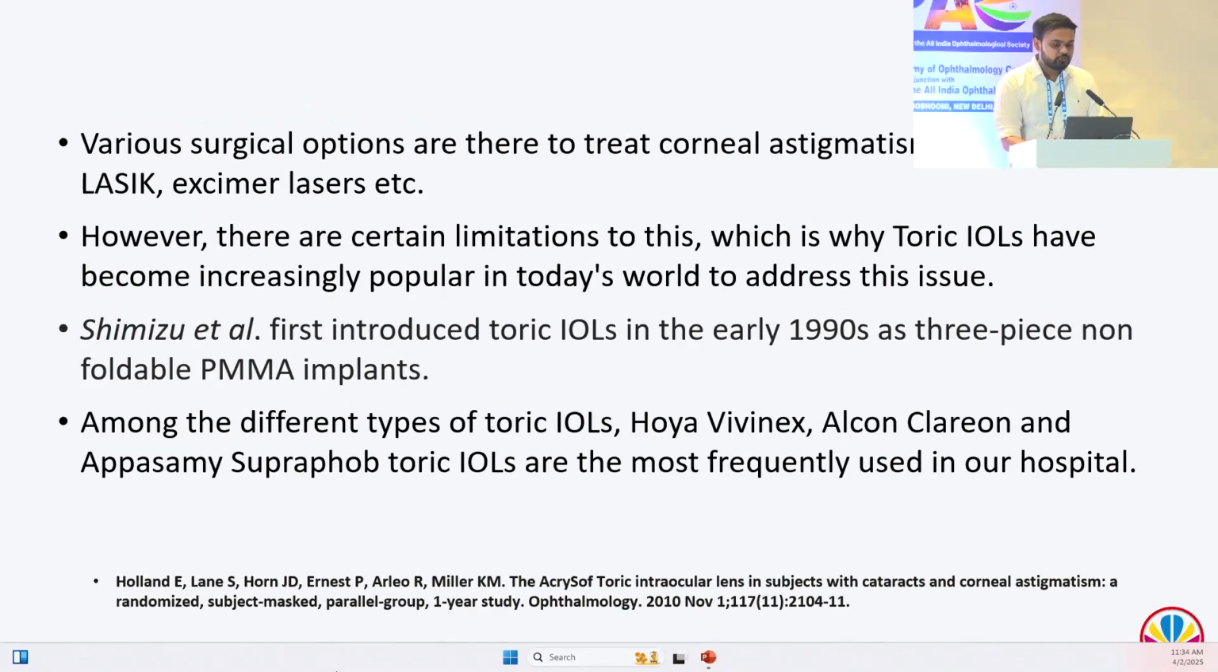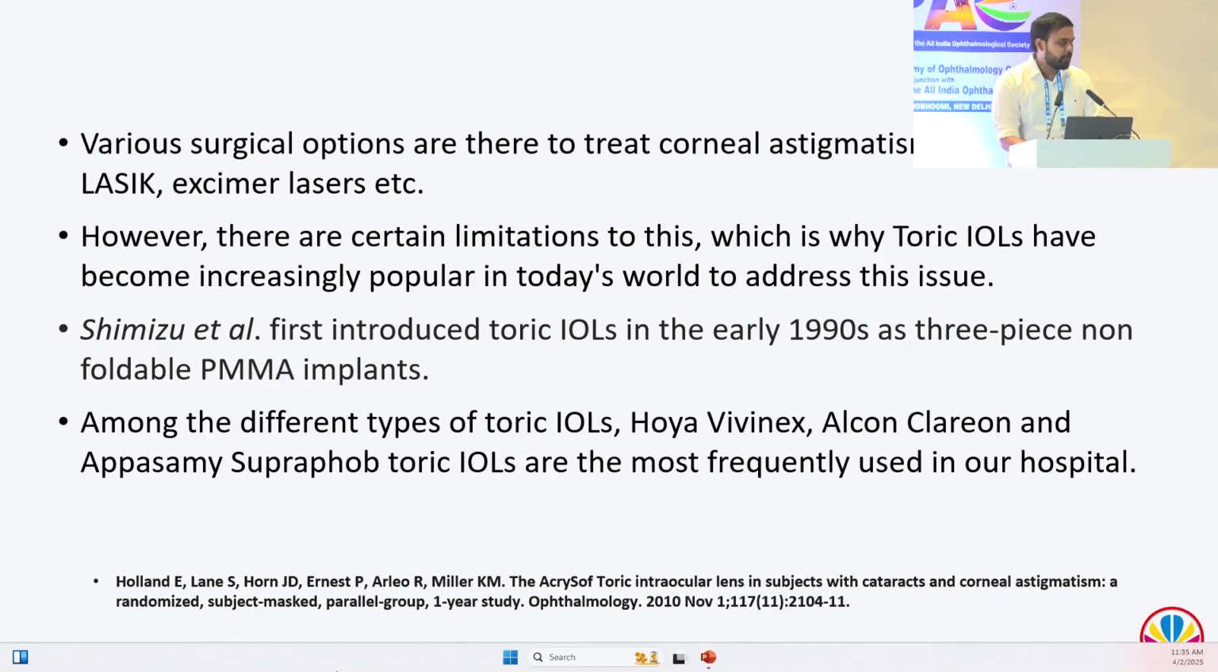So various surgical options are there to treat the corneal astigmatism, such as PRK, LASIK and excimer lasers. However, there are certain limitations to this. That's why toric IOLs have become increasingly popular in today's world. Toric IOLs were first introduced in the early 1990s.